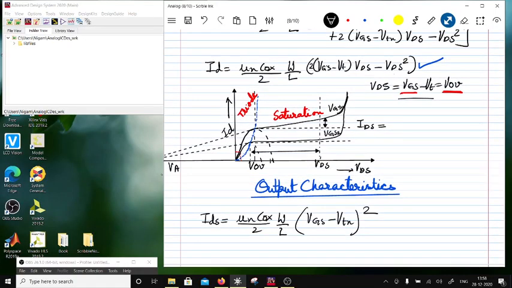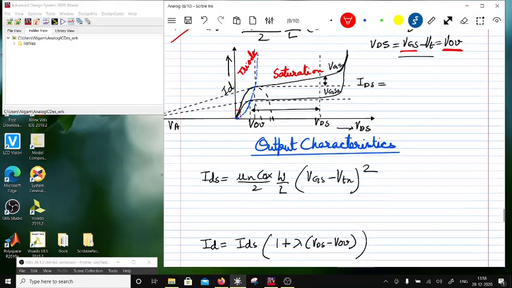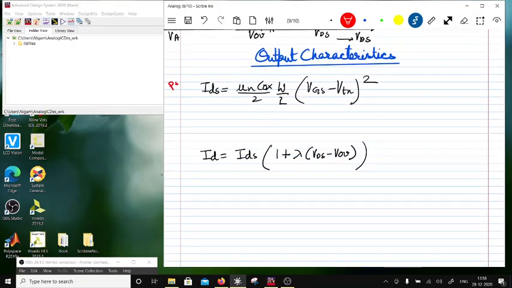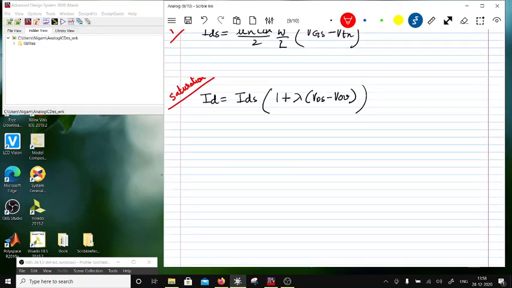So let's mark them. There are three equations for current. This is the triode region. This is the pinch off. And this one is the saturation region, where you are going to see channel length modulation. So this is the channel length modulation component, right? Now, this gives rise to what is called the output impedance.